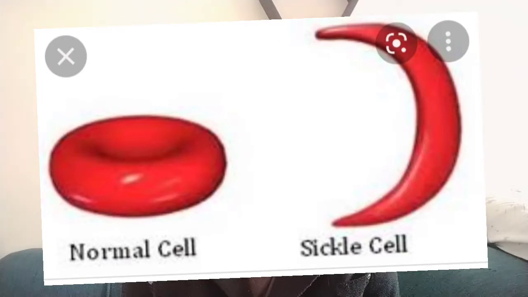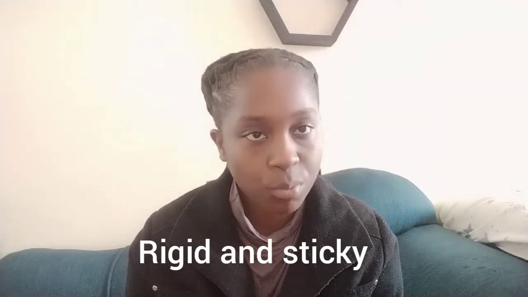So what happens when the red blood cells of someone who has sickle cell are exposed to low oxygen? They change shape and become sickle cells. When they become sickle cells, they become rigid and sticky, and because of these irregular shapes, they can get stuck in small vessels, which can slow or block the blood flow and oxygen to parts of the body.